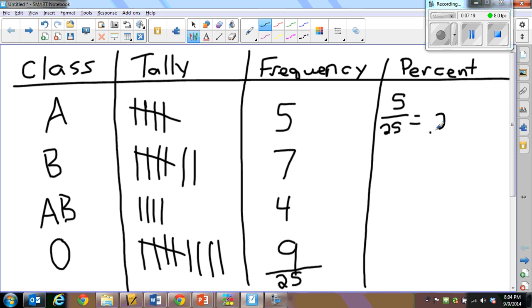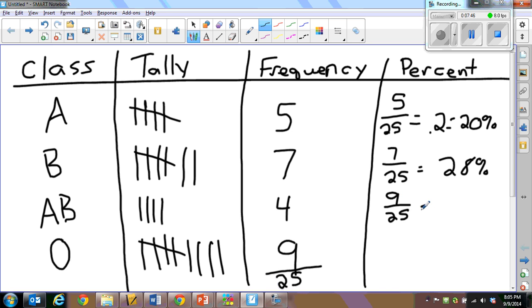You can either write it as a decimal, 0.2, or as your percentage. 7 divided by 25. We're going to round that. That's 28% approximately. 9 out of 25 is approximately 36%. And 4 out of 25.